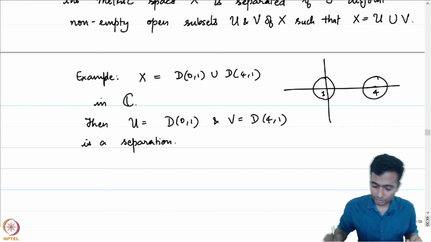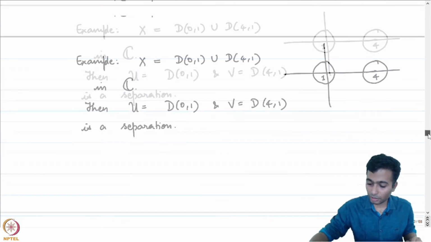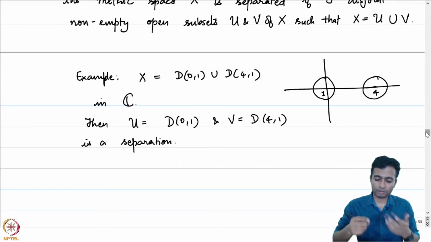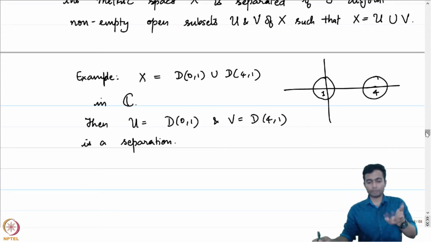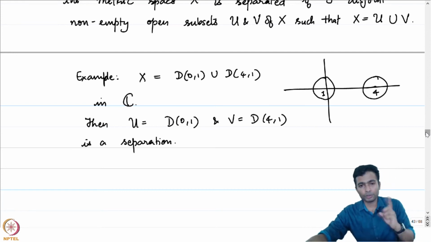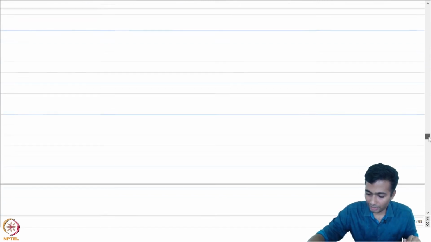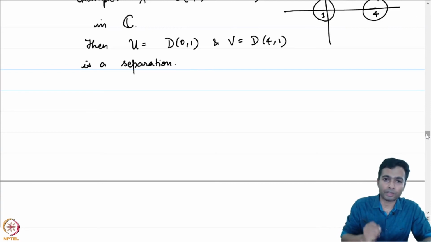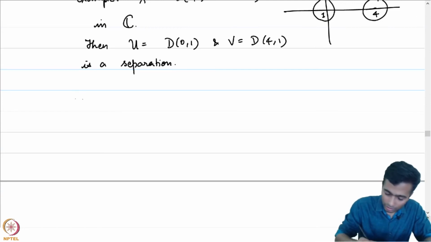In fact, if we had taken the closed disks D(0,1) bar and D(4,1) bar, and looked at a new metric space X prime to be D(0,1) bar union D(4,1) bar, then again U equal to D(0,1) bar is an open set in X, and V equal to D(4,1) bar is an open set in X, and the union will give us X. So that's something which you should notice. Let me give that as an example.